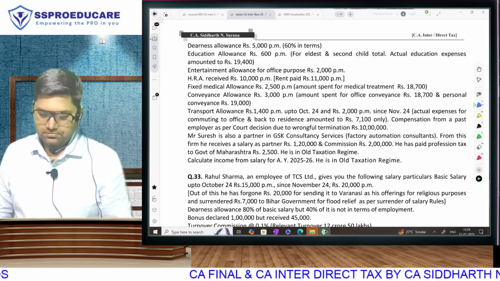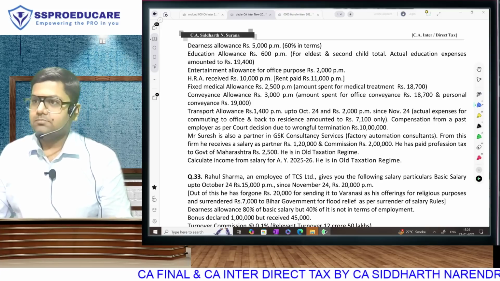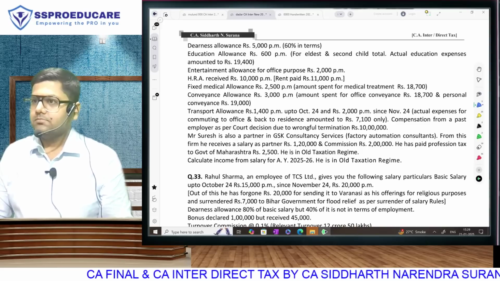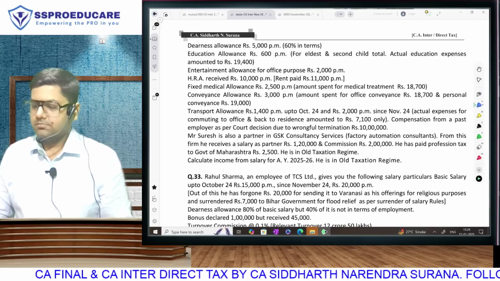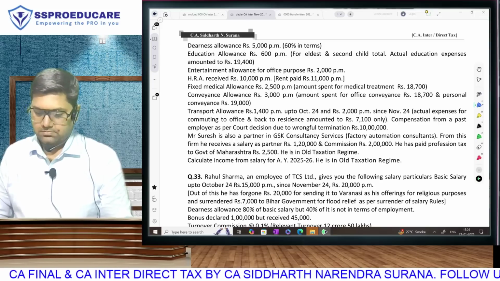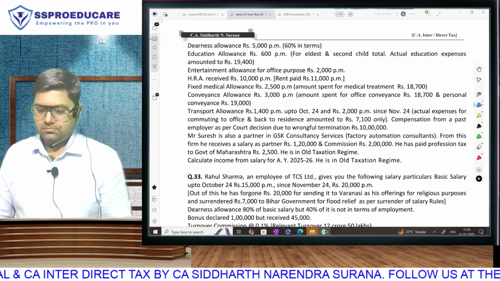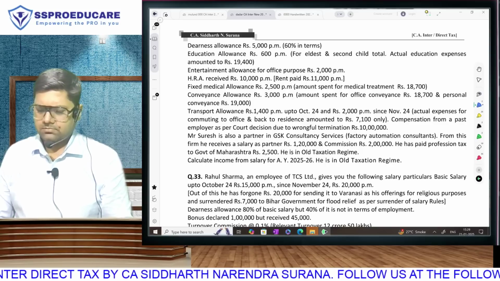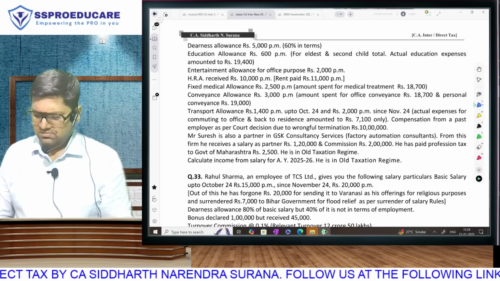Mr. Suresh is also a partner in GST Consultancy Services, Factory Automation Consultants. From this firm, he received a salary as partner 1,20,000 and commission 2 lakhs. He has paid professional tax to Government of Maharashtra 2,500. He is in old taxation regime. Calculate income from salary for assessment year 25-26.